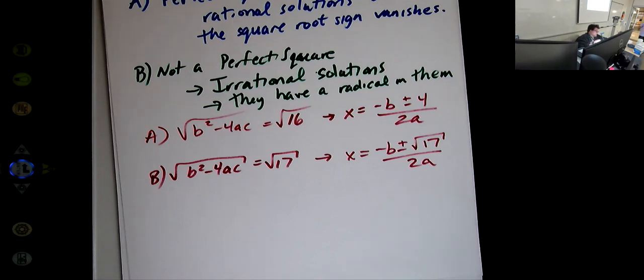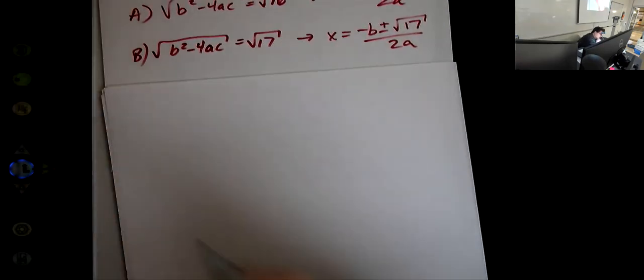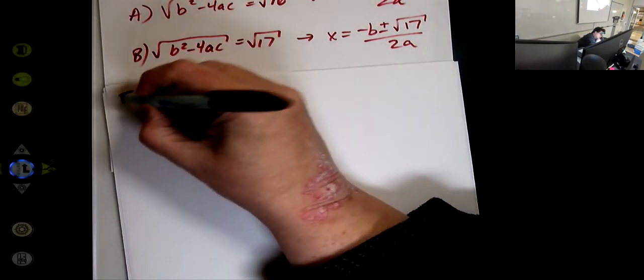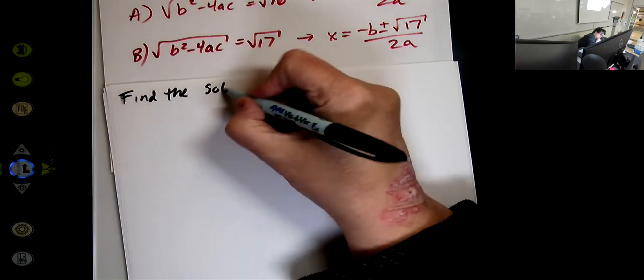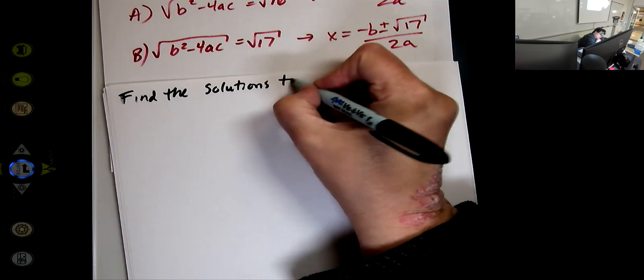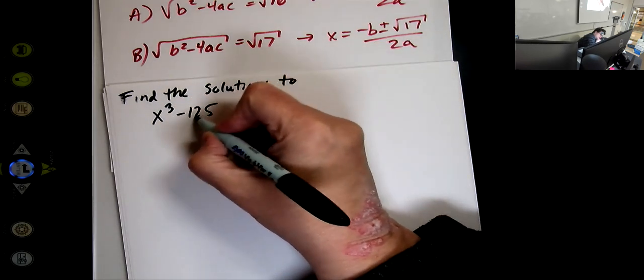All right, ready for a fun one? Let's find the solutions to x cubed minus 125 equals 0.